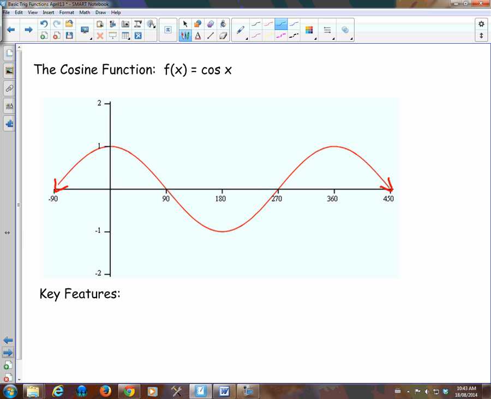Cos function. Almost the same shape. Key features are slightly different. Let's take a look at the same things. Let's look at our y-intercept and our x-intercept. Our y-intercept this time crosses the y-axis at 1 rather than 0 like sine. Our x-intercepts, where it crosses the x-axis, instead of being 0, 180, 360, our x-intercepts are 90, 270, and the next one again will be another 180 degrees. So it keeps that pattern every 180 degrees, starting at 90.